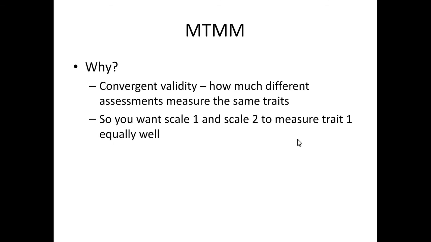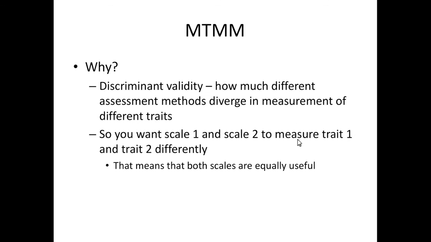And so that's what we're really looking for: hopefully, in a perfect world, scales that measure our traits well, but are divergent in their measurements. And so that's going to be discriminant validity. So how much do the different methods separate their measurements? So I want scale 1 and scale 2 to measure those traits slightly differently, which means that both scales are going to be useful. They measure the trait well, but differently, so that I can use both of them to gather more information about someone rather than less. If they measure the exact same variance in the exact same way, then only use one of the scales, because otherwise you're wasting your time and the participant's time if you're using both.